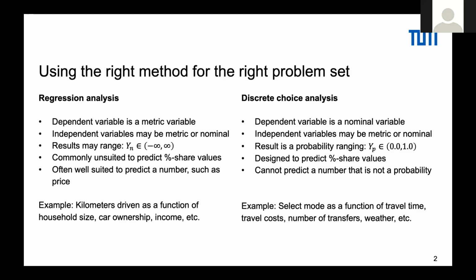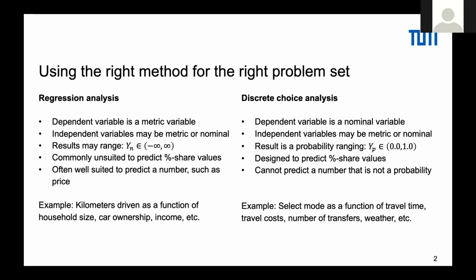The independent variables in either case can be metric or nominal. So you can have variables such as distance to the city center, which is a metric variable, but you can also have nominal variables such as elevator available or not. I have an example here: kilometers driven as a function of household size, car ownership, income. That would be an example where regression analysis should work quite well. Another example, for discrete choice analysis, is if you select a travel mode as a function of travel time, travel cost, number of transfers, weather, and what other attributes you try to consider.